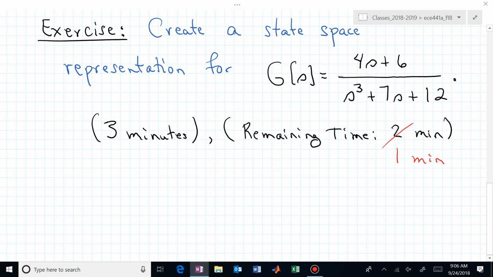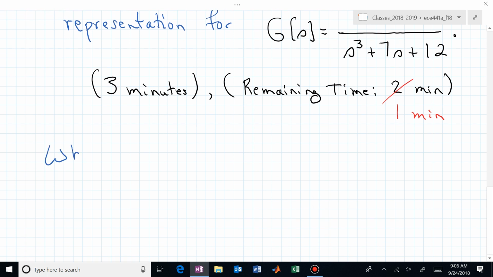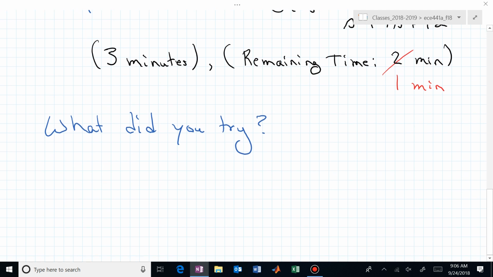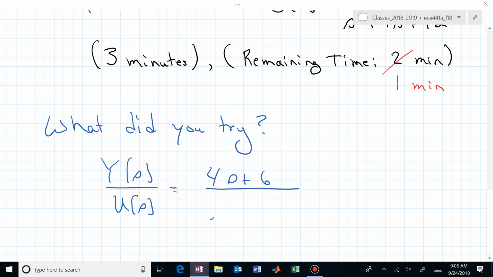I'm assuming everyone's finished, at least with a strategy. So what did you try? Somebody asked initially, well, is g of s really just y of s over u of s? So now we have 4s plus 6 over s cubed plus 7s plus 12. That's our g of s.